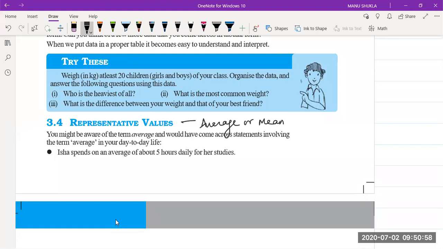We should make the chart in tabular format. Yes, beta Rishi, you can do that also. Very good. Thank you for that suggestion. But in this case, we want to find a representative value. So for that, we have to use a value which can represent the whole class, and that is average or mean. And we all know the formula of average or mean is sum of all observations upon total number of observations.